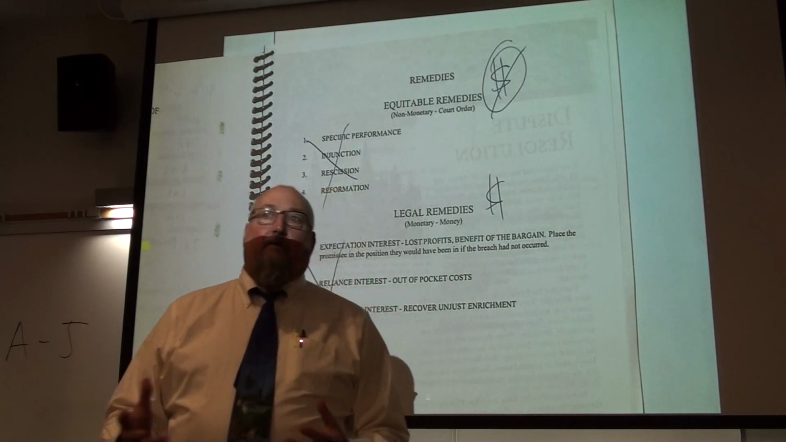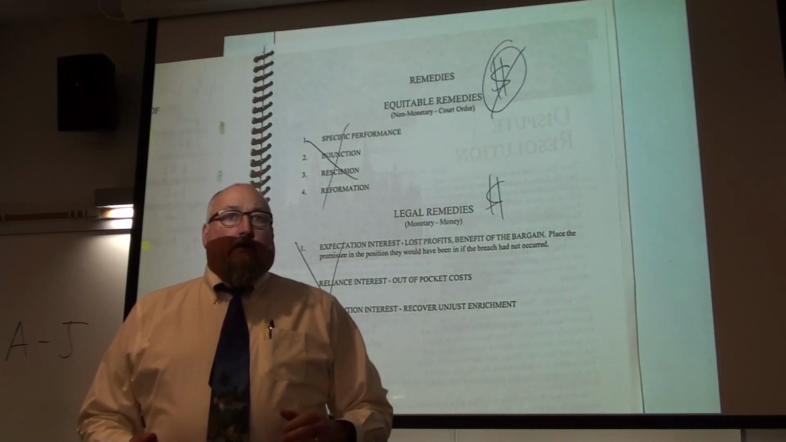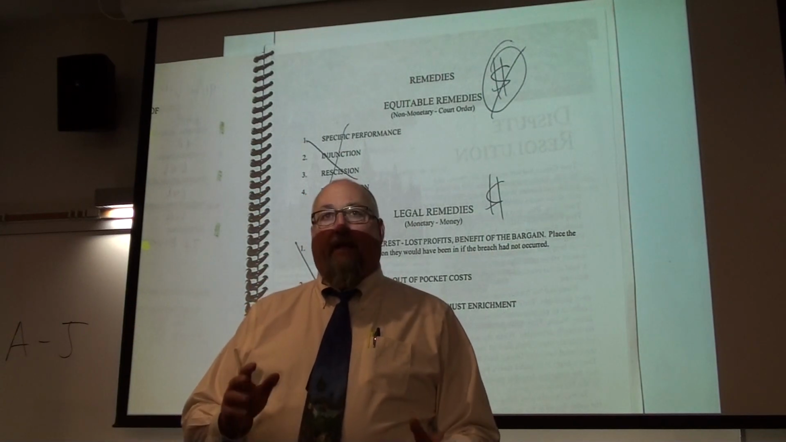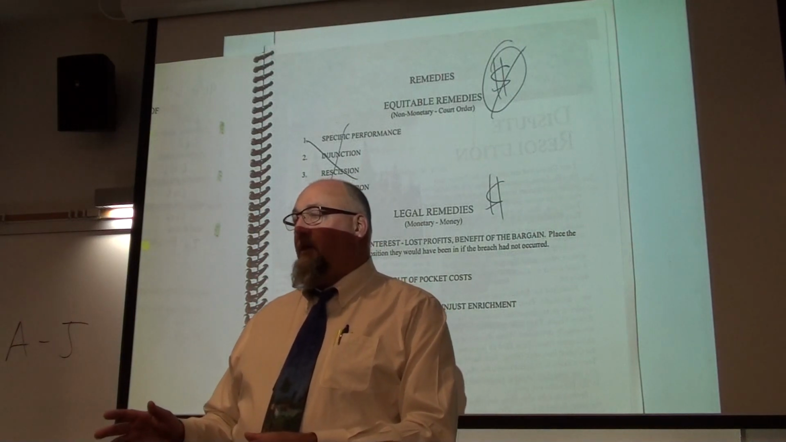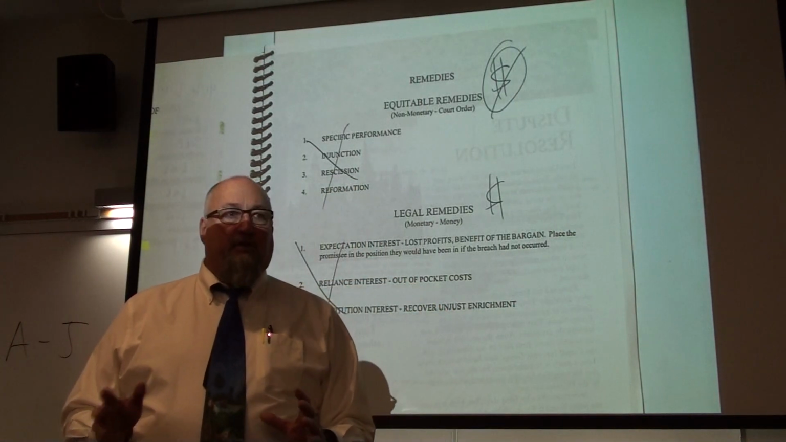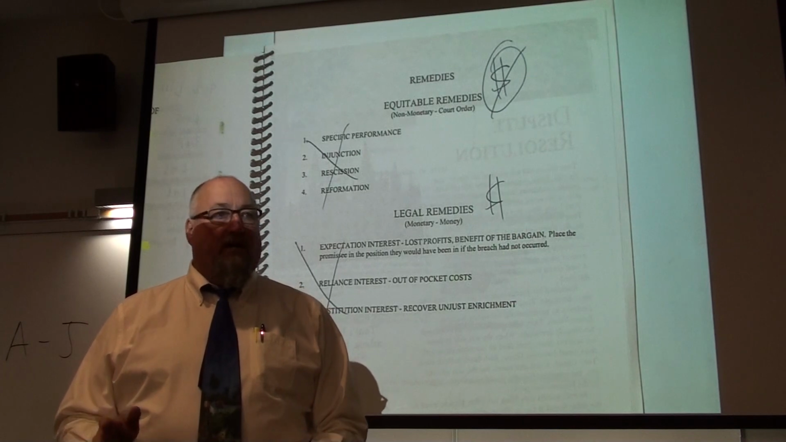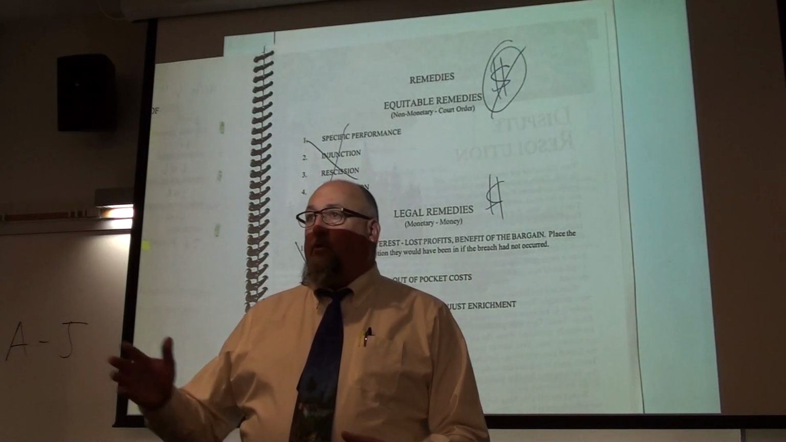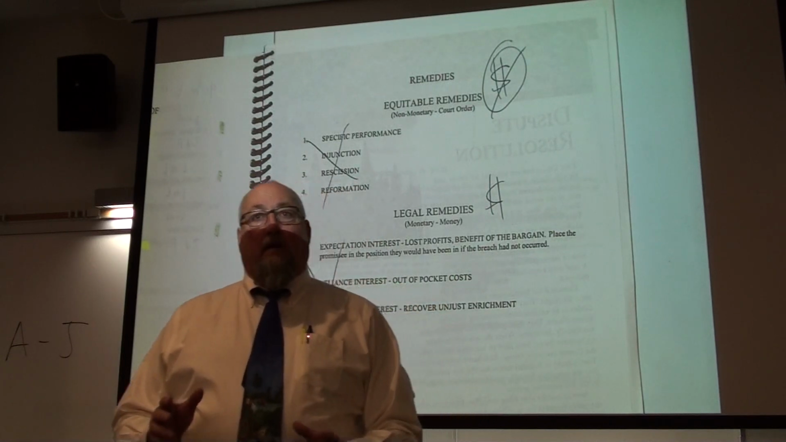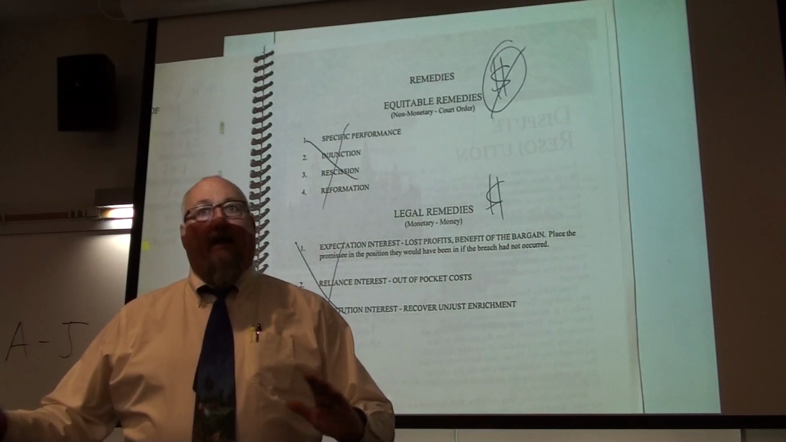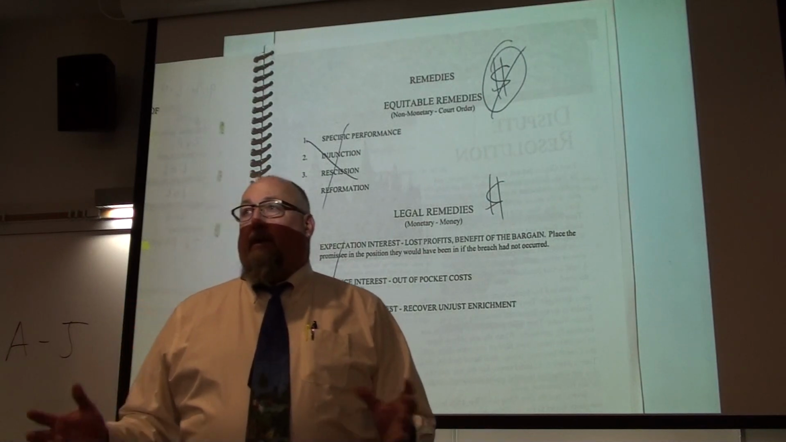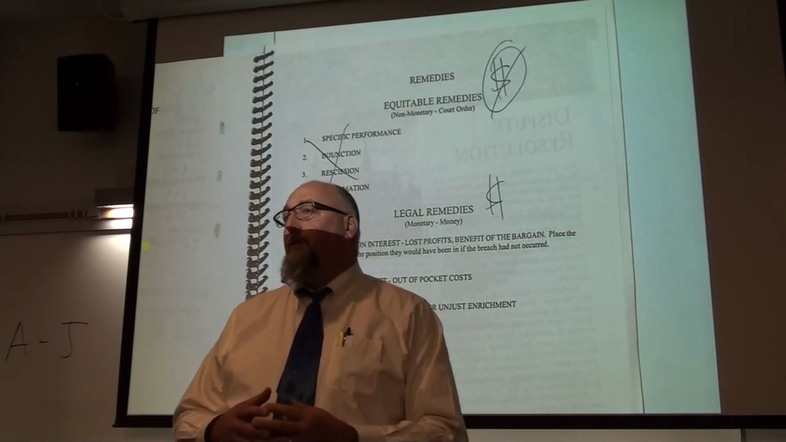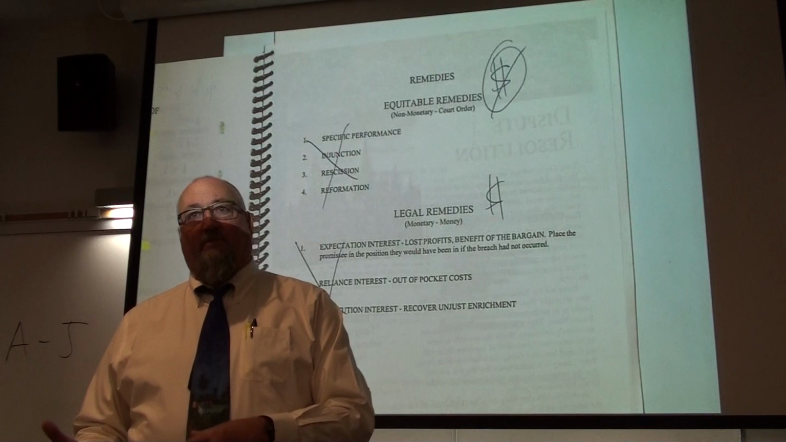Now, just to give you some background on where that came from, back in Old England, they had two types of courts. They had courts of equity, and they had courts of law. And when you filed a lawsuit, you had to choose which type of remedy you wanted. So if I wanted a court order, I would file in a court of equity. If I wanted money, I would file in a court of law. You could not ask for both. Now, in the United States, we have merged, and so our courts, for the most part, are both courts of law and courts of equity.